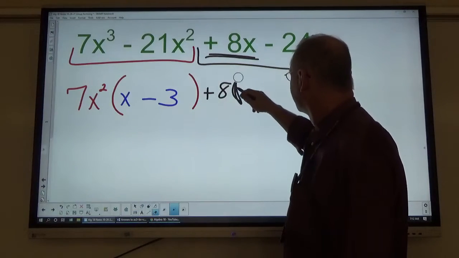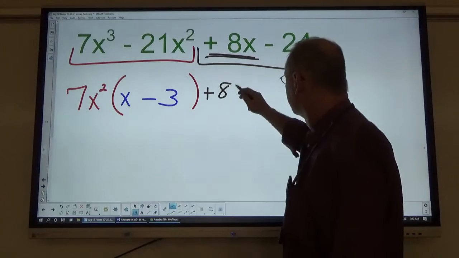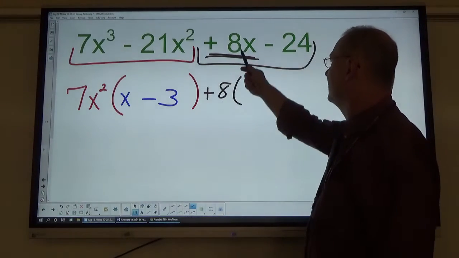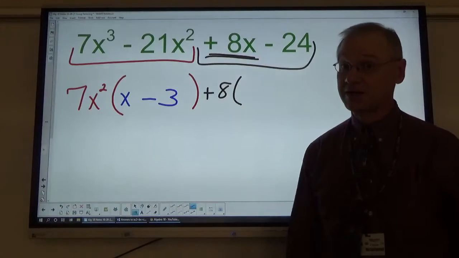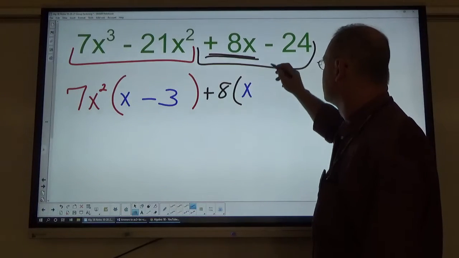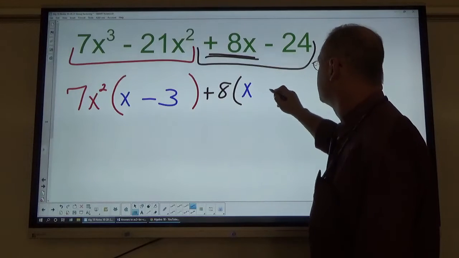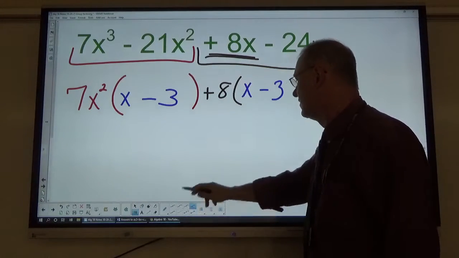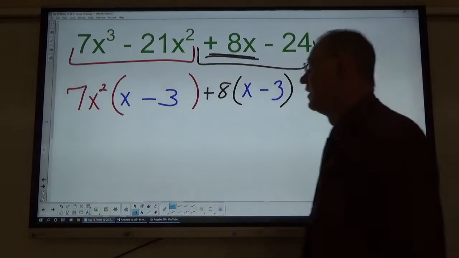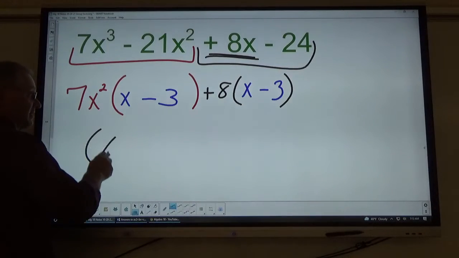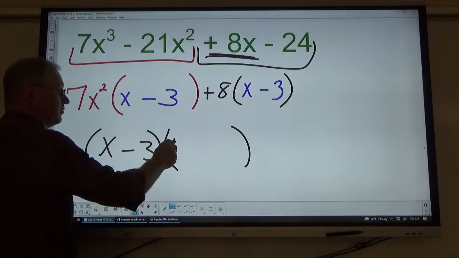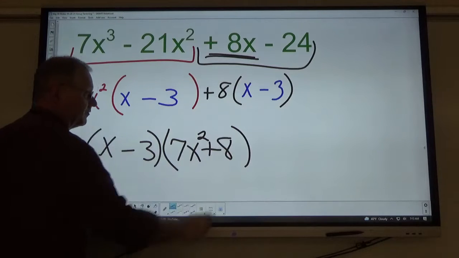Boy, I don't like that. So let's fix that. That's better. And then when I factor out an 8 from both of these, which it darn well better come out of both of them, 8x divided by 8 is x. Negative 24 divided by 8 is negative 3. And that is exactly what I wanted. I wanted my two parentheses to be identical. I'm now going to factor out the x minus 3 from these two and put these two in their own parentheses. Group factoring.